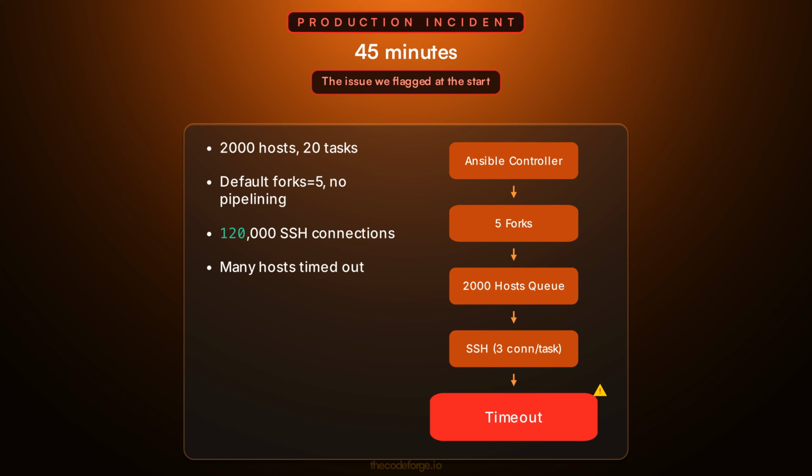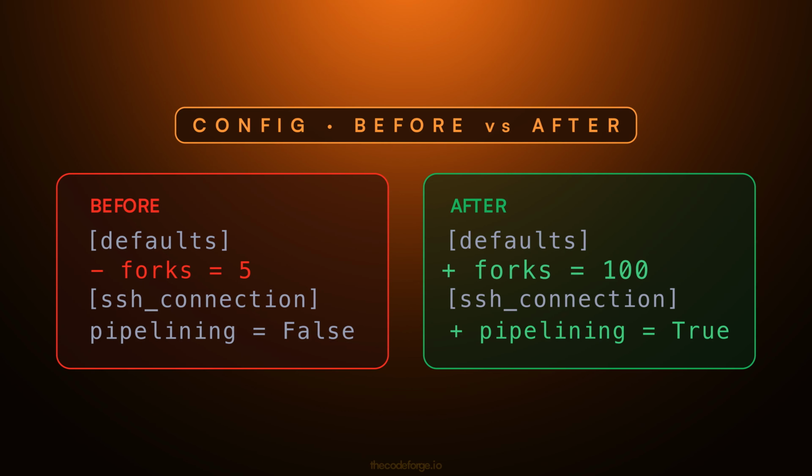Here's exactly why that happened. With forks equals 5, only 5 hosts ran at a time. Without pipelining, each task used 3 SSH connections. That's 2,000 hosts * 20 tasks * 3 equals 120,000 connections. The controller was overwhelmed, causing timeouts. The root cause was Ansible's default configuration of forks equals 5 and pipelining equals false, which caused 120,000 SSH connections for 2,000 hosts and made playbooks run 45 minutes.